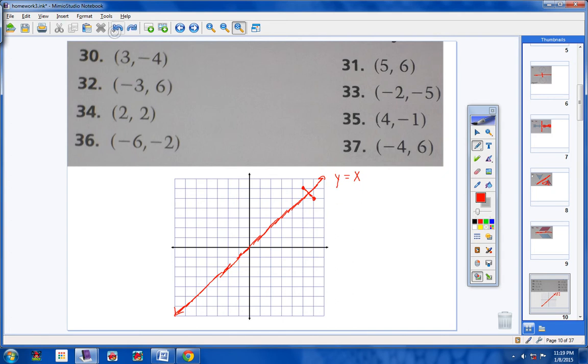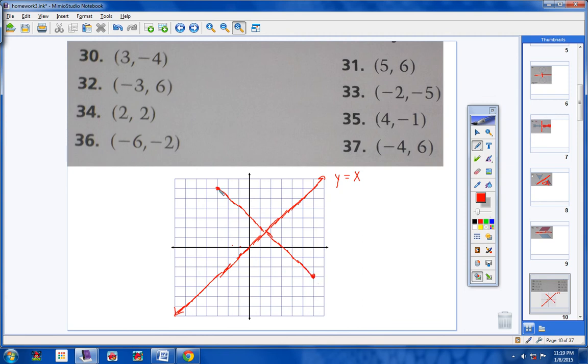Let's take a look now at number 32. Number 32 is (-3, 6), right here. So I'm going to very carefully draw a line that's perpendicular, okay? And then draw the same line that's approximately the same distance. That looks pretty good right there.